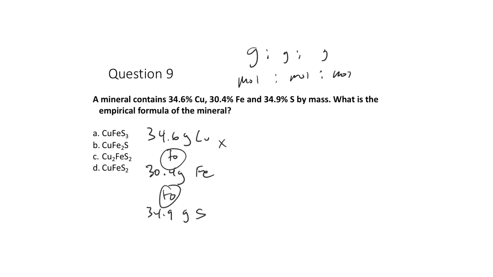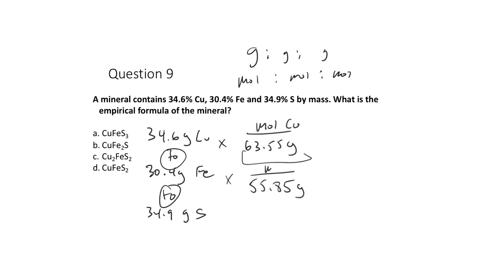And so in terms of atomic weights for copper, 63.55 grams per mole of copper. Got to go to a periodic table for these. That's where I'm getting this from here. Then multiply by, for iron, 55.85. And then 32.06 grams per mole of sulfur.